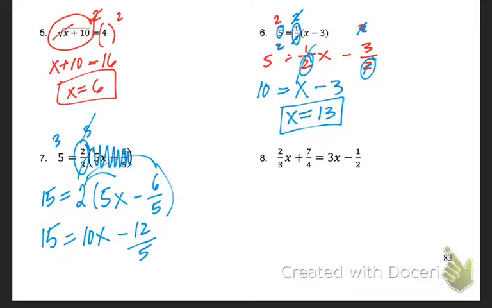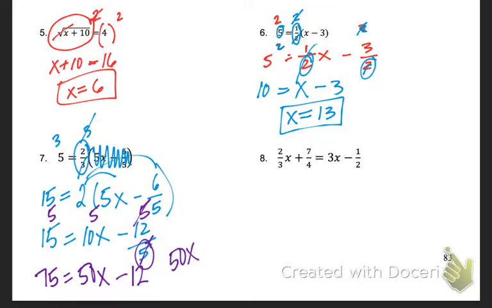Okay, here's where I've got another fraction I need to get rid of. So you might have to actually do this process twice. So if 5 is my least common denominator, I'm going to multiply everything by 5. 15 times 5 is 75. 10 times 5 is 50x. 5's cancel, minus 12. So 50x equals 87. X equals 87 over 50.